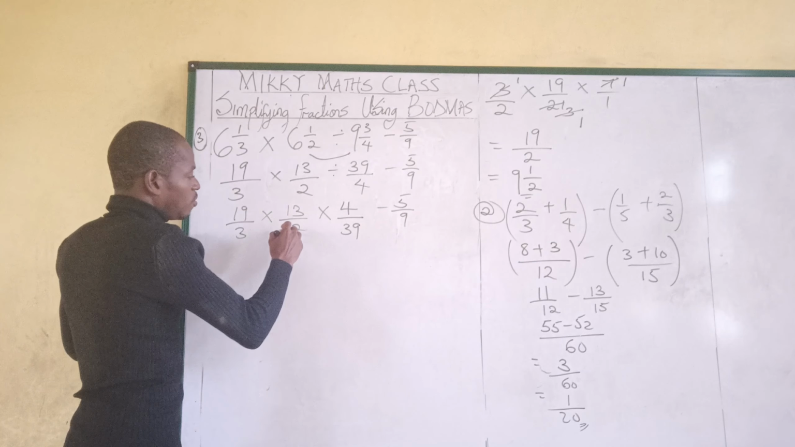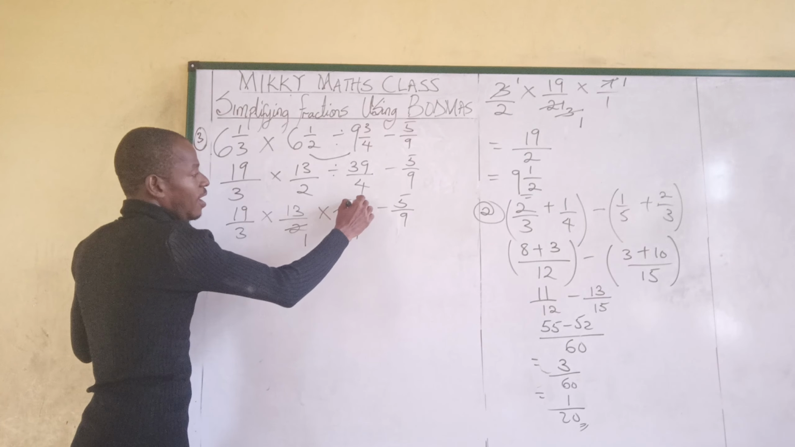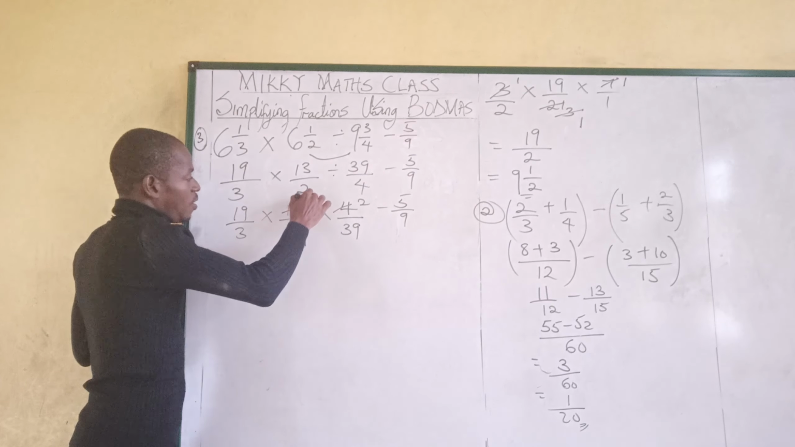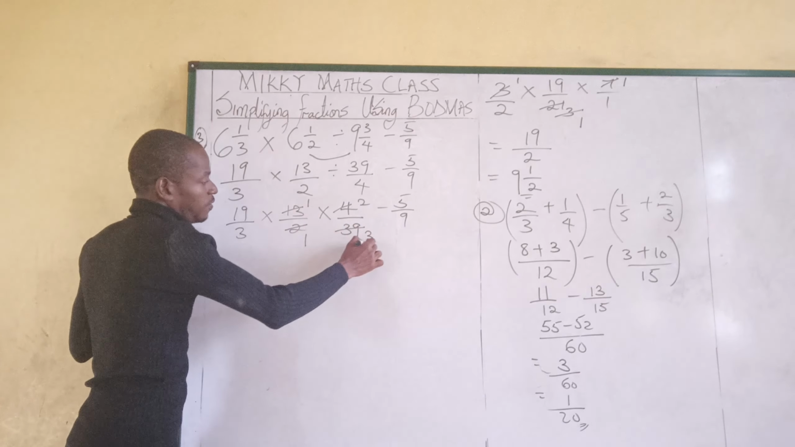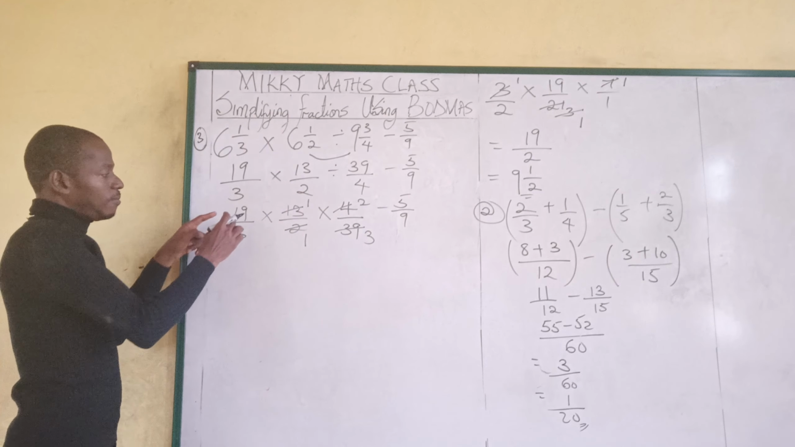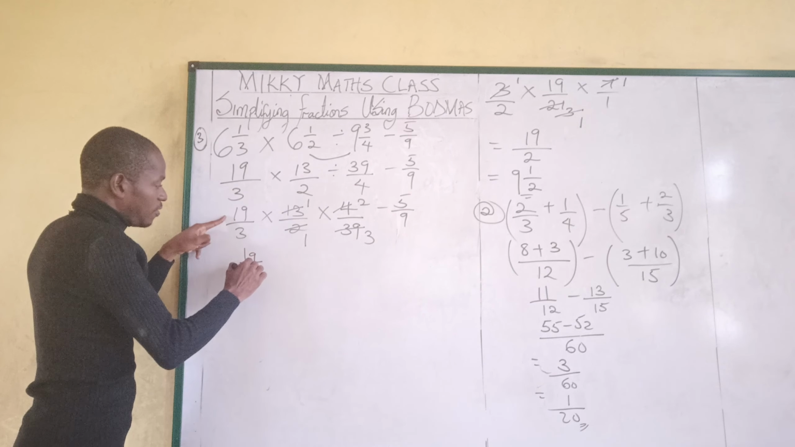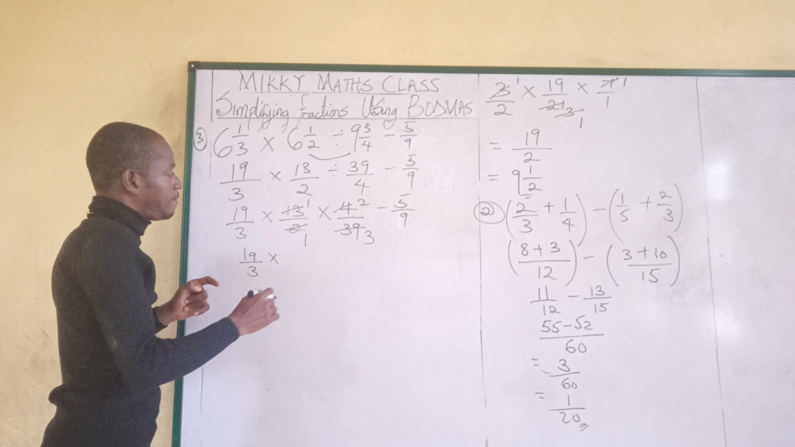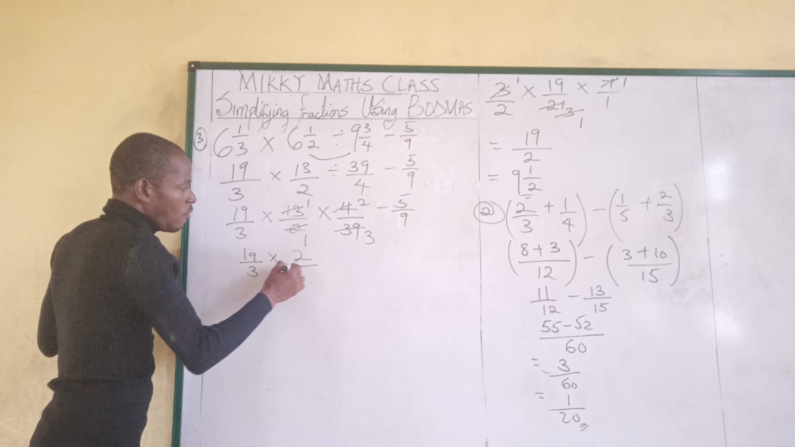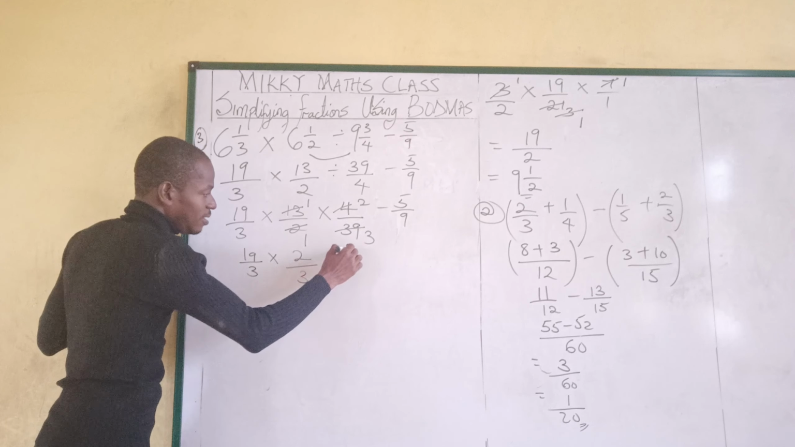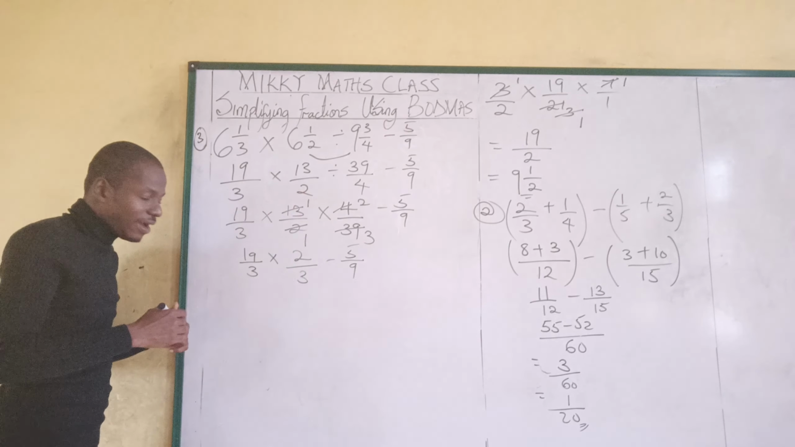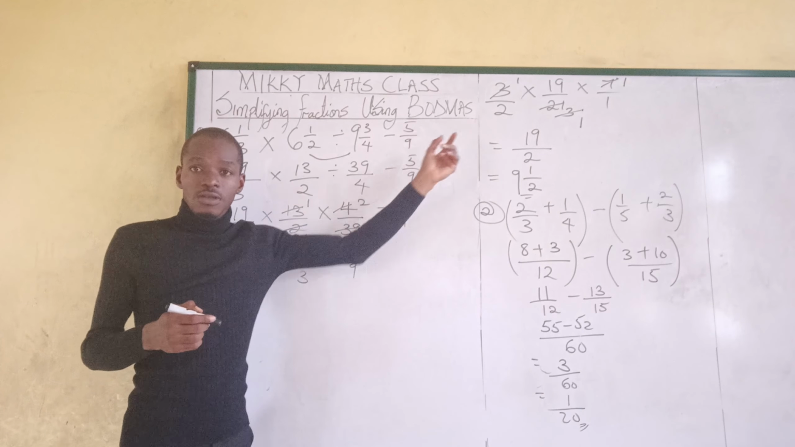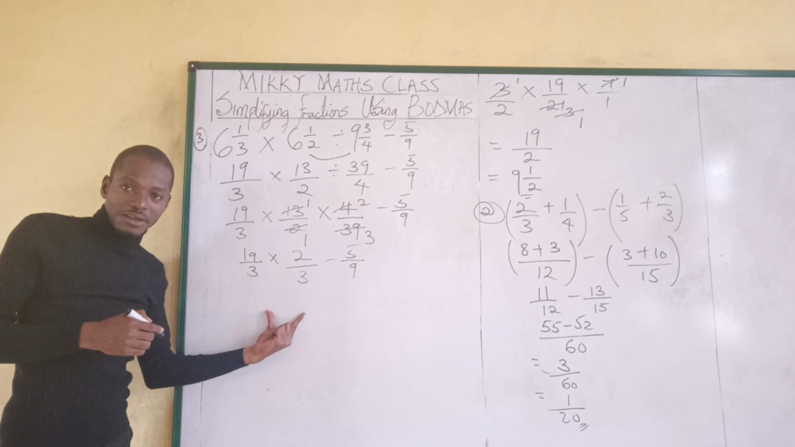So this becomes 2 here, 1, 2 here, 2. Are we still following? 13 here, 1, 13 here, 3. So I'm left with 19 over 3 times 2 times 1 is 2 over 3 times 1, 3, minus 5 over 9. Multiplication still comes before subtraction, so I have to multiply these two terms together.